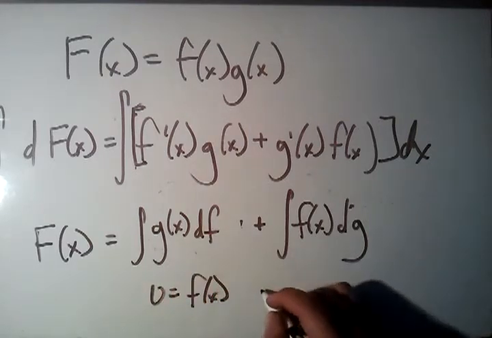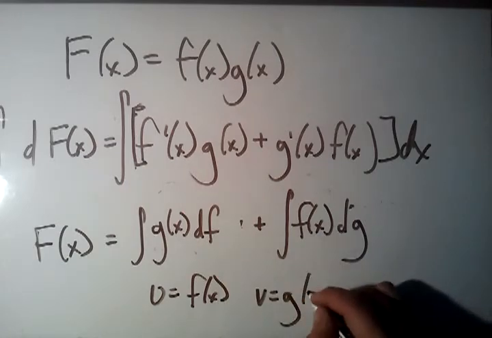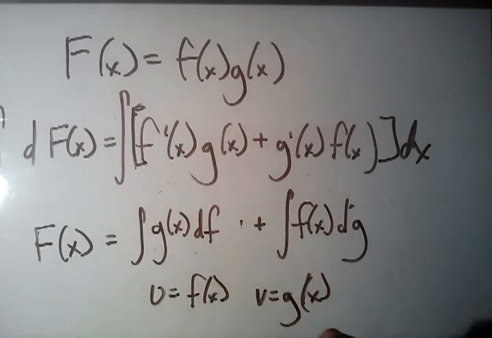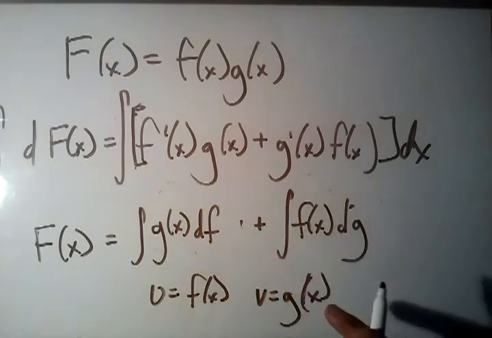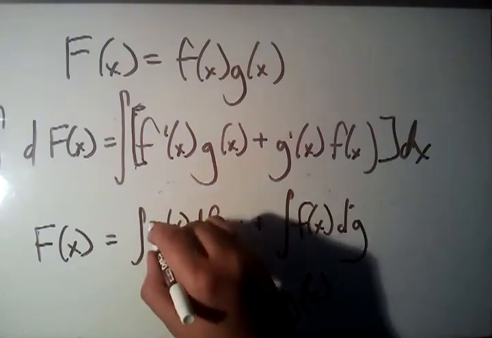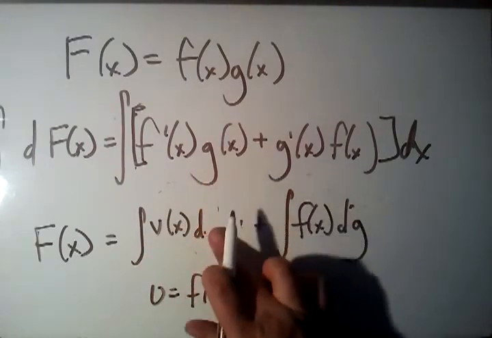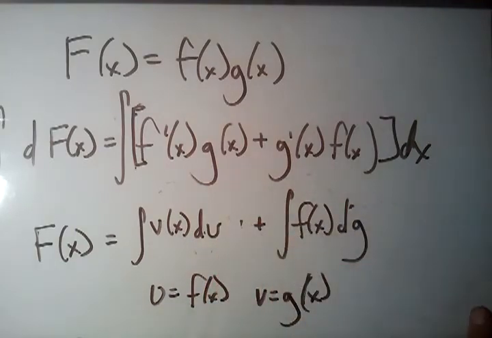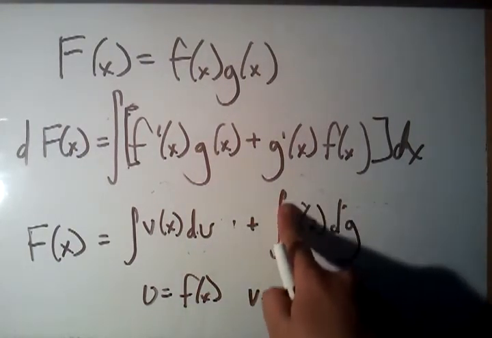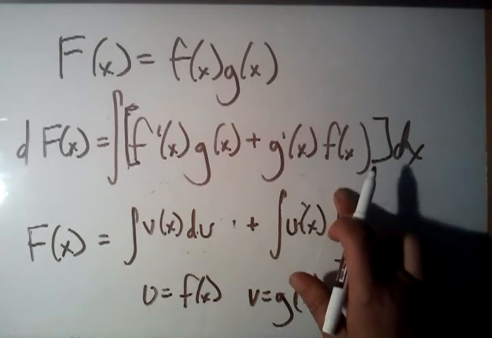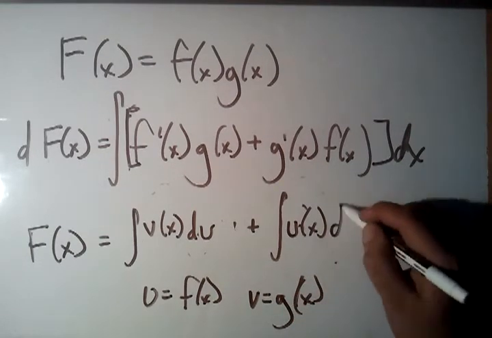And that's essentially what the chain rule is, because a lot of books define u equals f of x and v equals g of x. So if we do that, then g is going to be replaced with v, and f is going to be replaced with u, and we have f as u, and we have dg as dv.